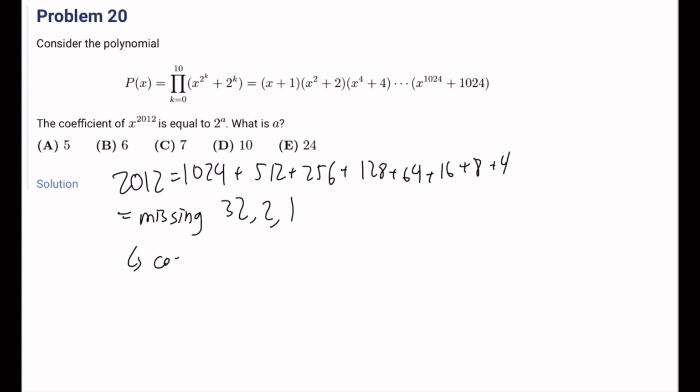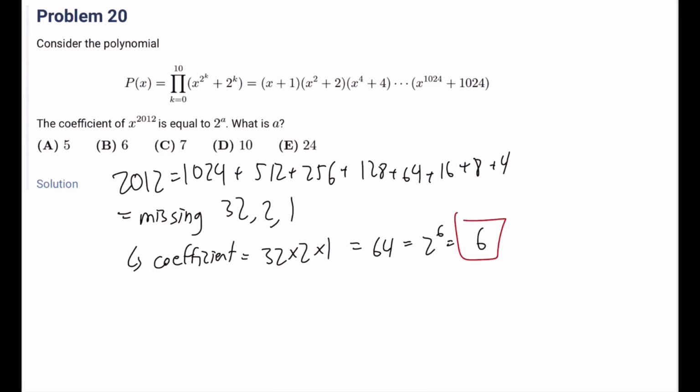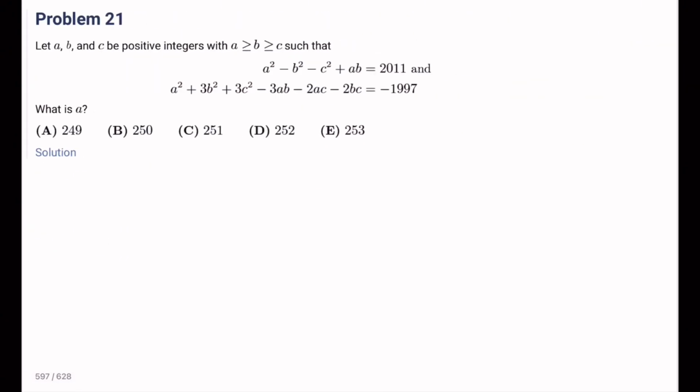So our coefficient, that is going to be 32 times 2 times 1. That is 64. And 64 is 2 to the 6th power, so that is 6. That means A is 6. It's B.